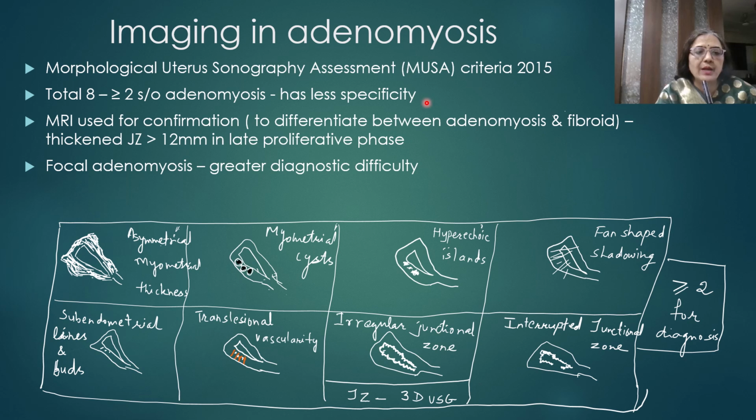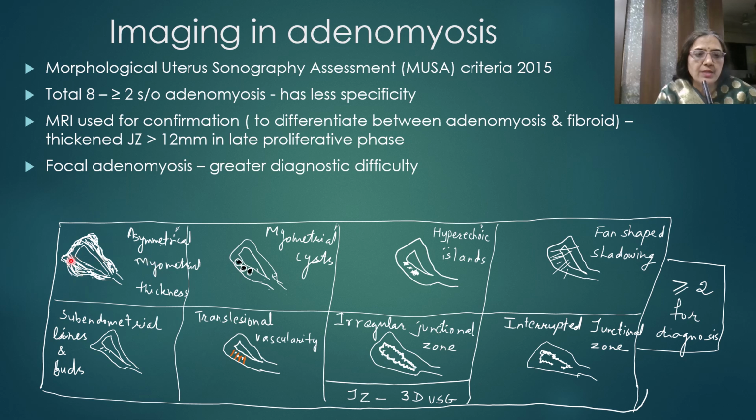this MUSA criteria. What is MUSA criteria? All of you must be knowing this by heart. What are the morphological uterus sonography assessment criteria, or what changes are seen by ultrasonography to diagnose a case as adenomyosis, is a very likely question you might be asked in any case of AUB in your practical examination also. If you say I will do ultrasonography to diagnose adenomyosis, the next question will be how you diagnose adenomyosis by ultrasonography. So these are the features.